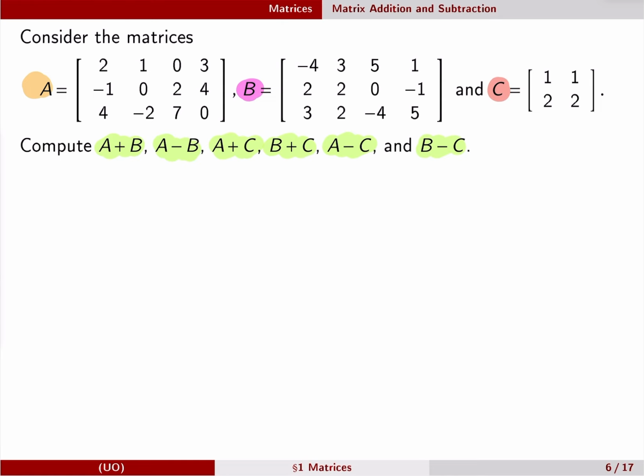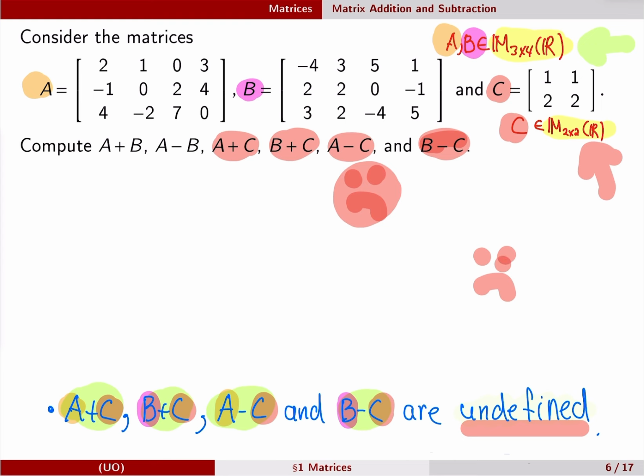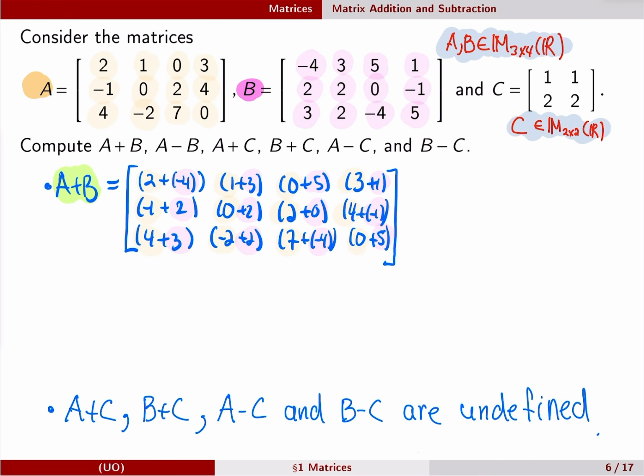So again, just like I said, A and B are matrices of the same dimension, but C is a 2 by 2 matrix, which means that every time you're trying to add A with C or B with C, or same thing for the difference, that operation is automatically undefined. So A plus C, B plus C, A minus C, B minus C, all those are undefined. So let's do the other two that are actually defined.